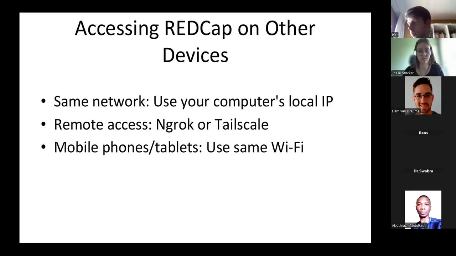Next, accessing RedCap on other devices. First, the same network. Maybe in a health facility where this RedCap is hosted, there's already a network setup where computers communicate with each other. So you can just set this up on one of the systems, get the IP address of that system, and you can access your RedCap on all the remaining systems. Another way is remote access, which is online through the platforms I explained earlier. You can also achieve this with a mobile phone.